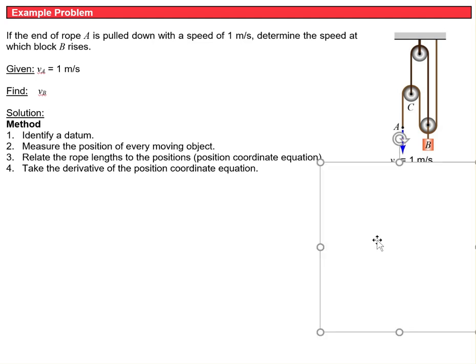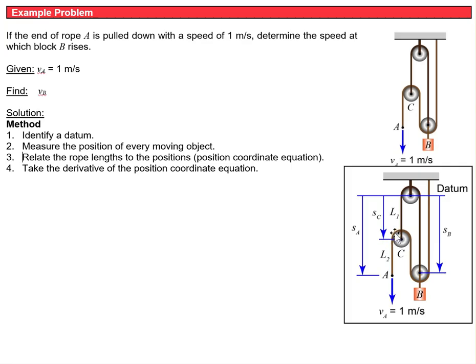All right, so the first thing is we want to draw a figure and label the datum and measure the positions. So in this instance, I've chosen this top fixed pulley to be our datum. It does not move. And then I'm going to measure the position of every moving particle. So A moves, so I'll measure to it. B moves, so I'll measure to it. Now notice that I measured to the pulley and not to the block. It really doesn't matter which one you measure to, they move as one. But conceptually, it's better if you measure to the pulley. All right, and C moves, so I'll measure to that.